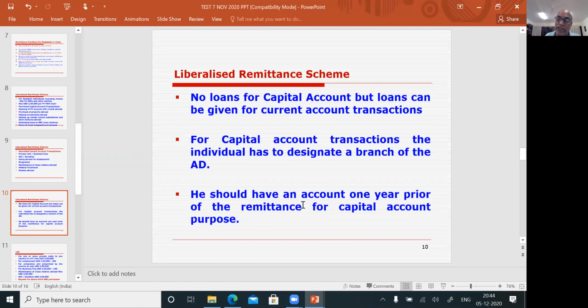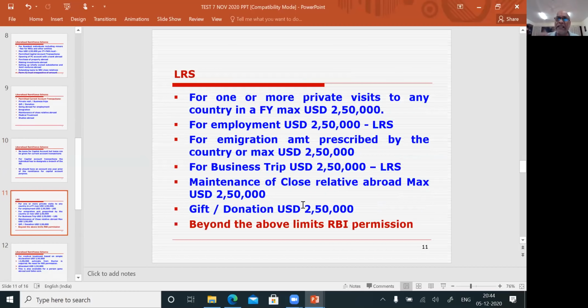For capital account transaction, a bank branch has to be identified, and only through that will money be released. You should have an account with that bank at least 1 year before the remittance. So these questions will come. You should be able to answer because everybody knows LRS. If they ask how many years of account you should have, it is only for capital account. Whether you can remit through any bank or only one bank: only that one bank for capital account, any bank for current account. Whether loan can be given. These are all the intricacies of LRS.